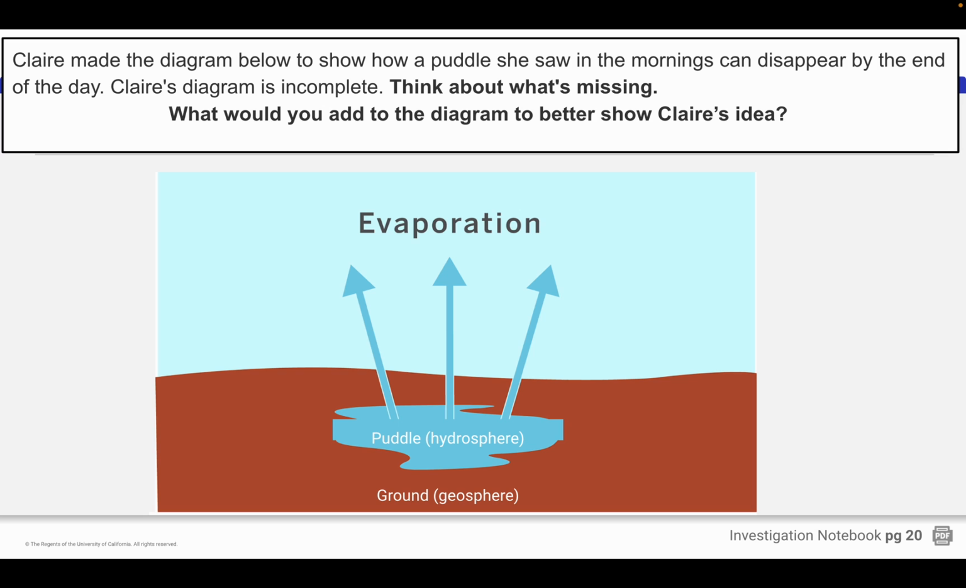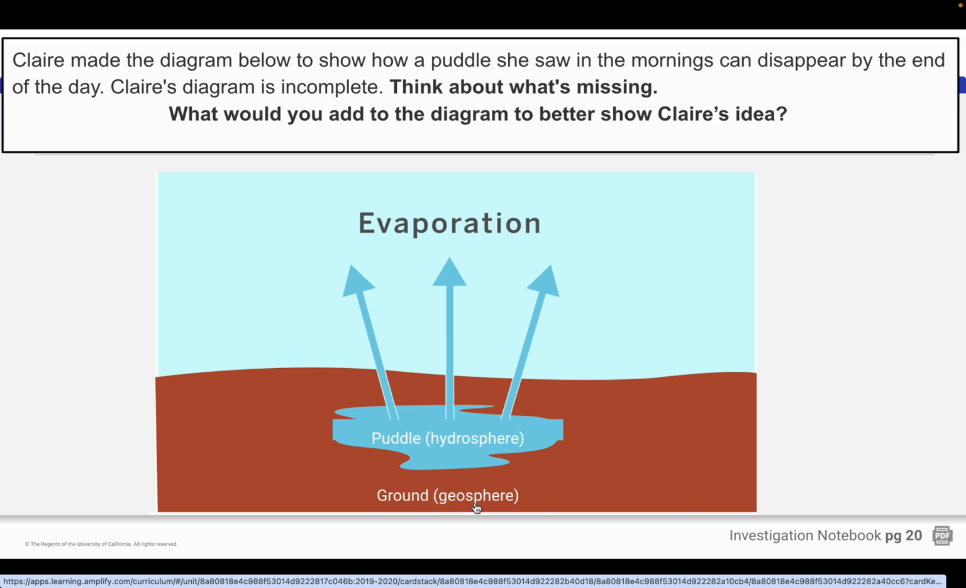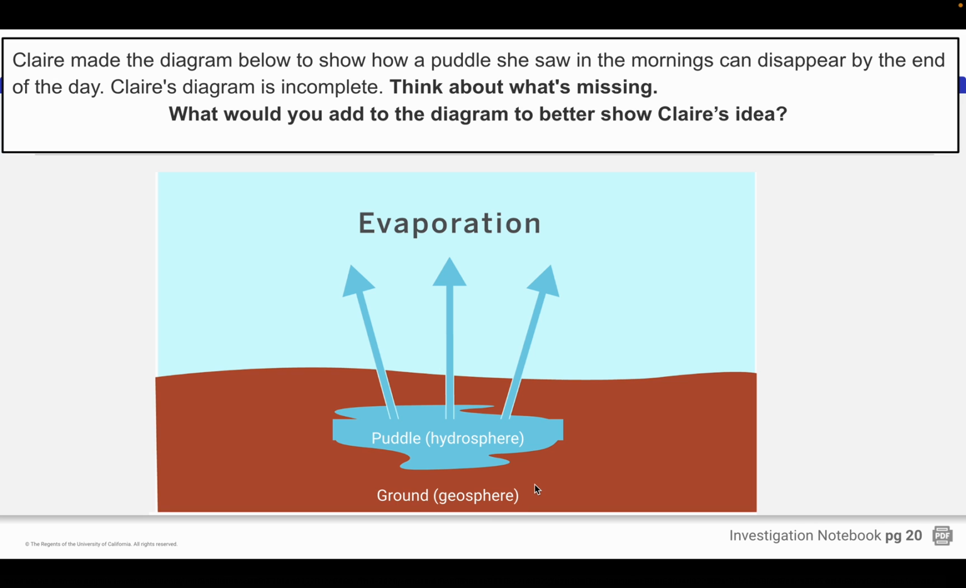If you look really carefully, though, you can see that there are parts of the graphic that are labeled or identified. So starting at the bottom, we've got the ground, and in parentheses, it says geosphere. Because the geosphere is the solid outer layer of a rocky planet. It's the crust. And so that would be the ground.